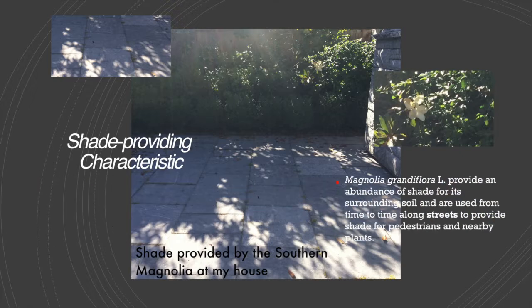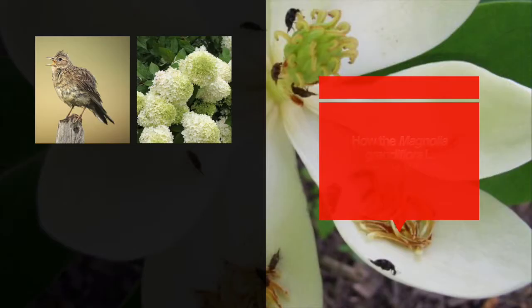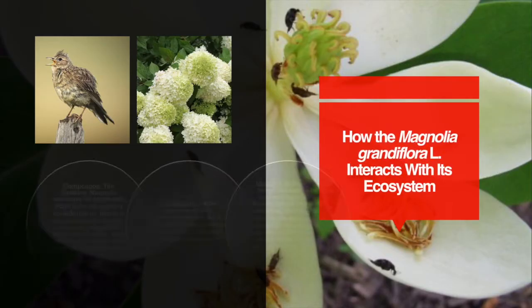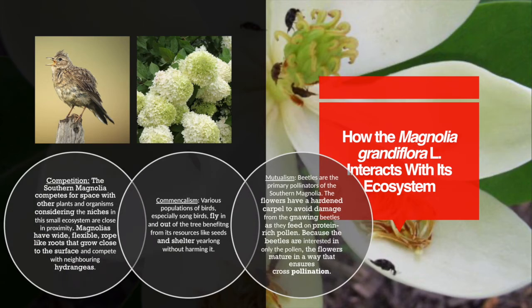Next is the characteristic of providing shade. The Magnolia grandiflora provides an abundance of shade for its surroundings, which helps keep the soil moist and hydrated for the tree to thrive. The Magnolia grandiflora interacts with its ecosystem in 3 ways: competition, commensalism, and mutualism.